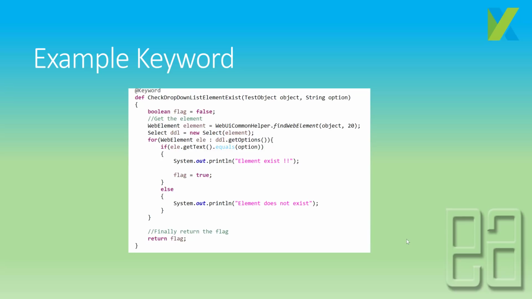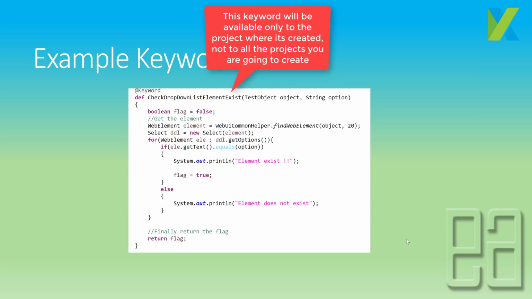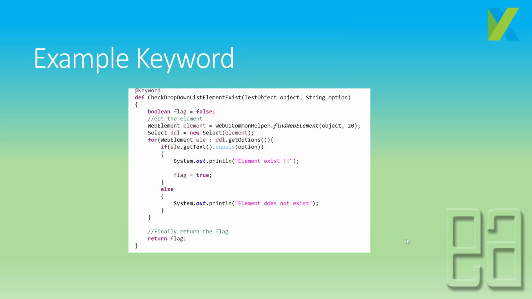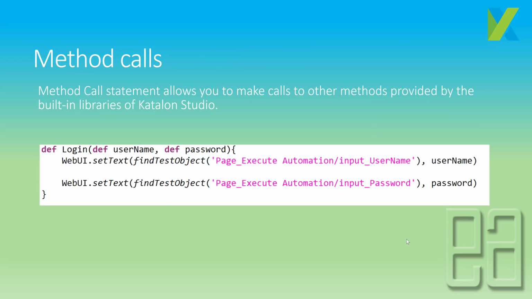It doesn't mean that the keyword that you create is going to be available globally to Katalon Studio. It is going to be available only to the particular project that you create within Katalon Studio, and it is available globally within that particular project. It is not something which you inject into Katalon Studio that is going to be available for all the projects that you create. Not like that.